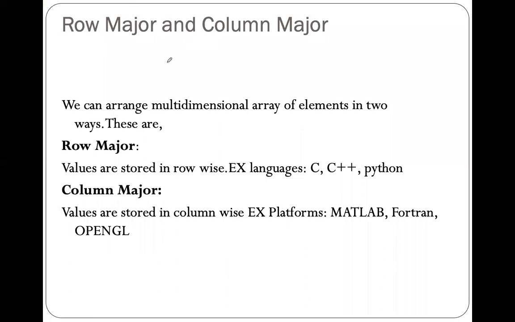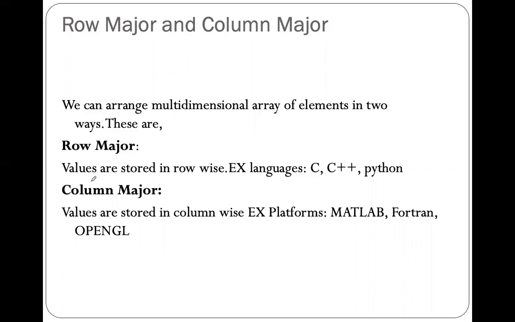so here in arrays, the important topic is that there will be two representations for multi-dimensional arrays. Multi-dimensional means other than one dimension, where there are rows and columns, as in two-dimensional or multi-dimensional arrays. We can arrange multi-dimensional arrays in two ways: row major and column major. So why are these two arrangements there? Some languages use row major and some languages use column major.